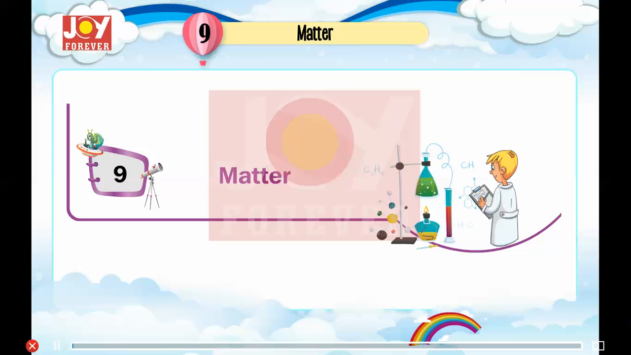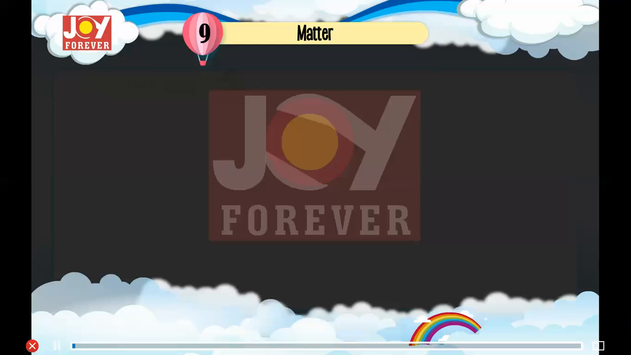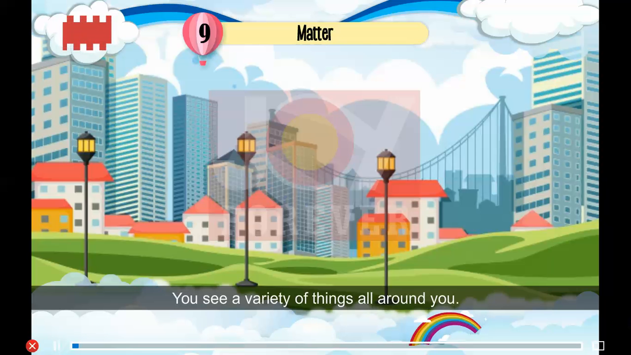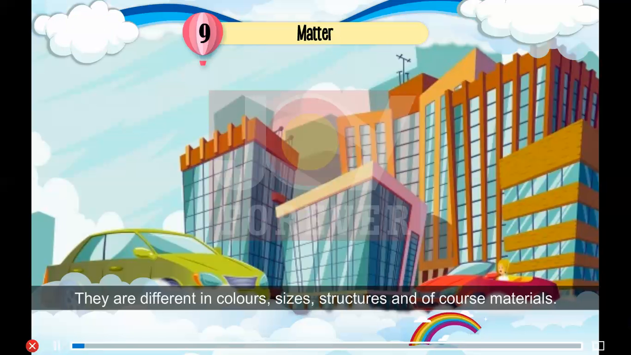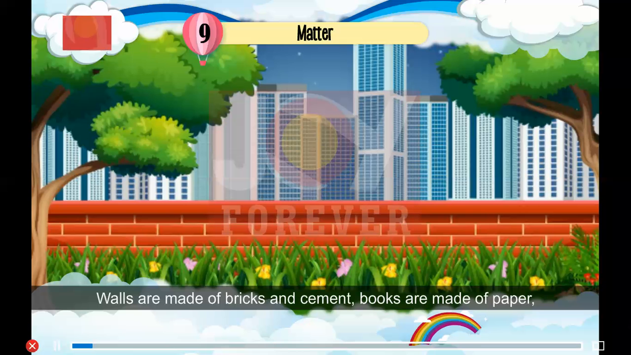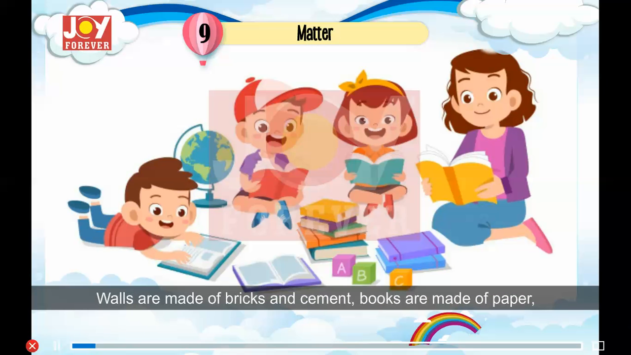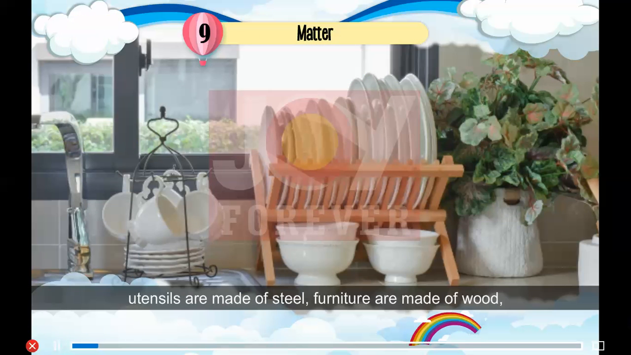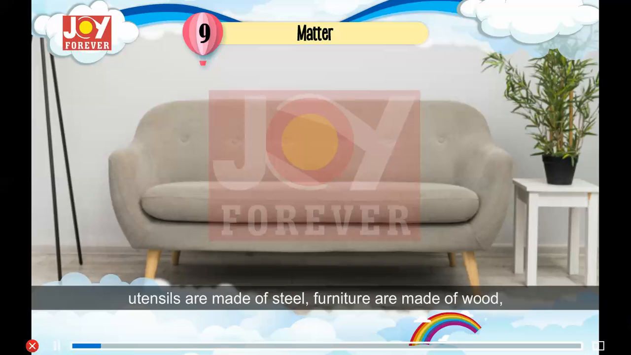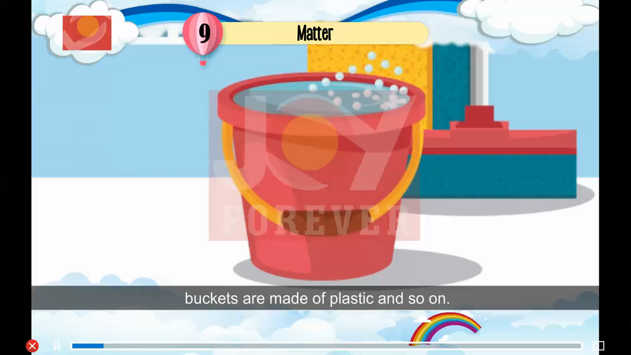Chapter 9: Matter. Let's learn. You see a variety of things all around you. They are different in colors, sizes, structures, and of course materials. Walls are made of bricks and cement, books are made of paper, utensils are made of steel, furniture is made of wood, buckets are made of plastic, and so on. In fact, the list seems to have no end.